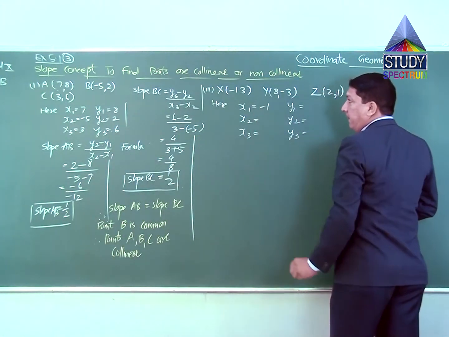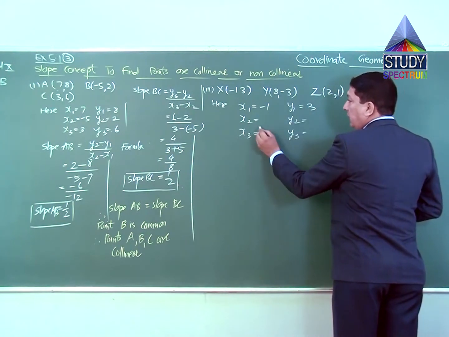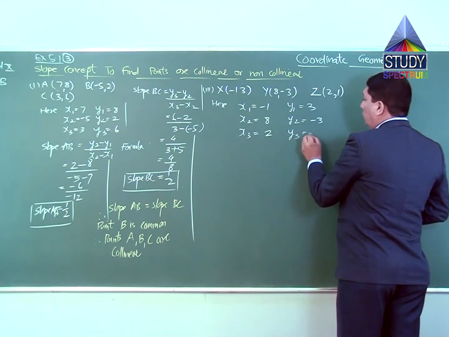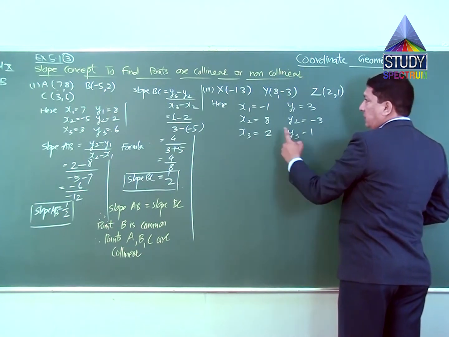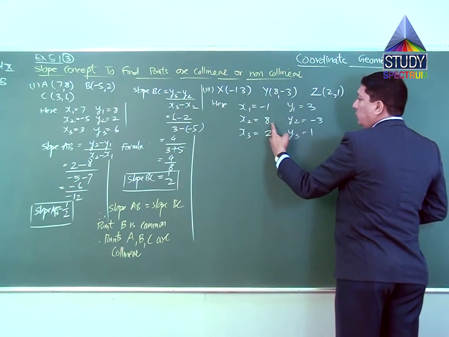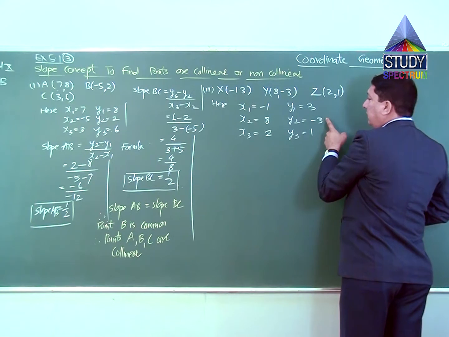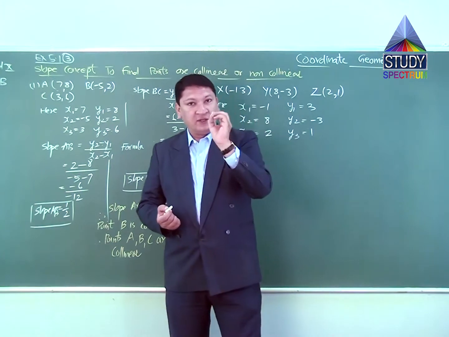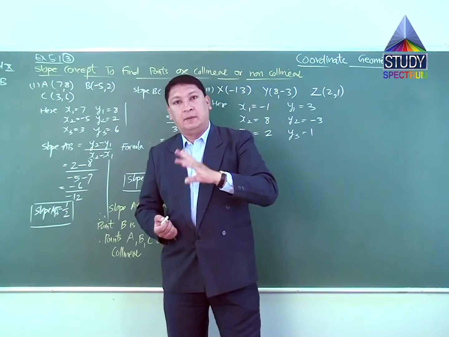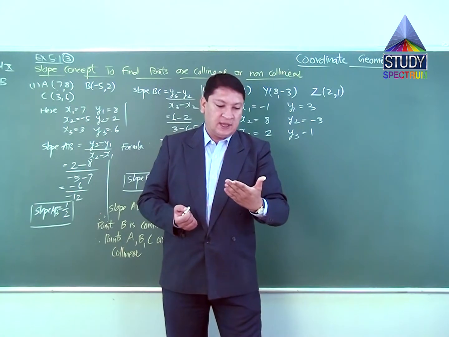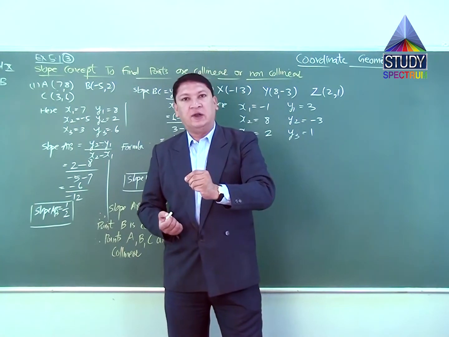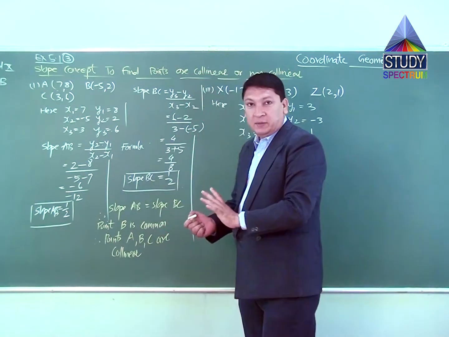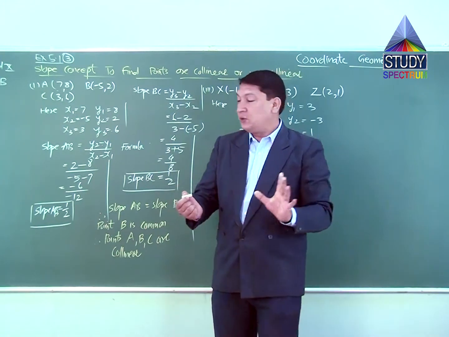So x1 minus 1, y1 3, x2 8, y2 minus 3, x3 2, y3 1. Minus 1, 8, 2; 3, minus 3, 1. So how have I double checked? My recommendation to you, once you have entered the values, double check them. Double check means go back to the question, see the textbook, see your question paper, rewrite the values. That means the chance of making a mistake is now 0. You have eliminated all chances of making a mistake.